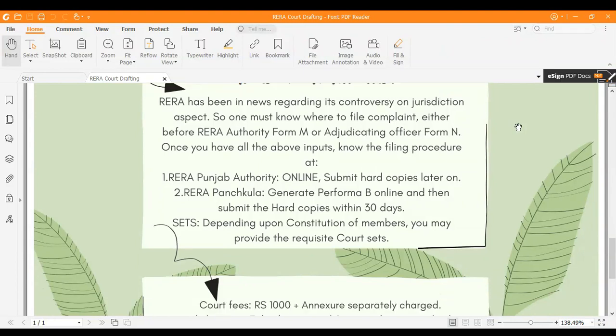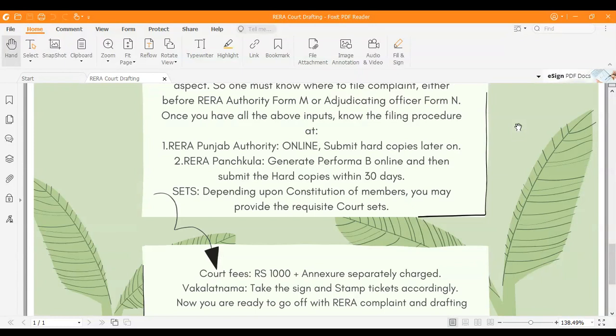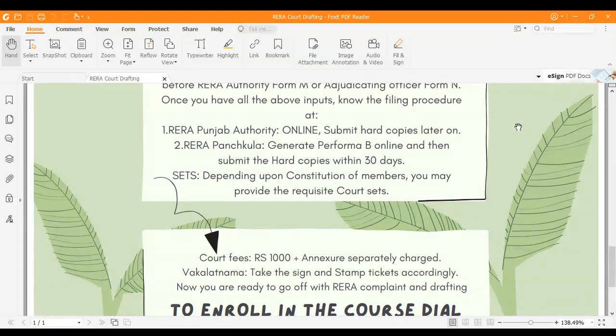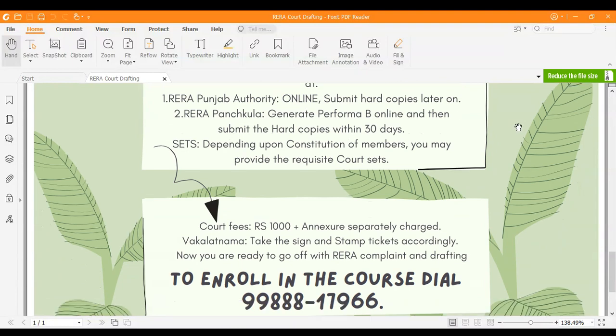Then, if you come to RERA Punjab Authority, everything is online. You create your account, you submit those annexures, create legible copies of PDFs, and then you're good to go. Then for RERA Panchkula, just the Proforma B part is generated online, and the rest, the hard copies, are to be submitted within 30 days. Then if you go for a single member bench, only one set plus the opposite party. If you go for a three-member bench, then three sets for the members plus the opposite party. So it all depends. The composition is different for the Punjab and Haryana Panchkula Authority. So a practicing lawyer must know all this.